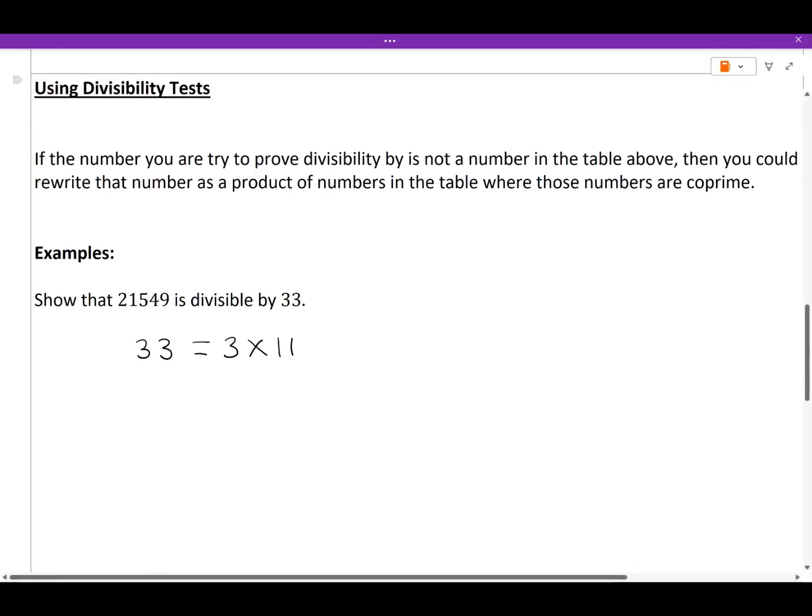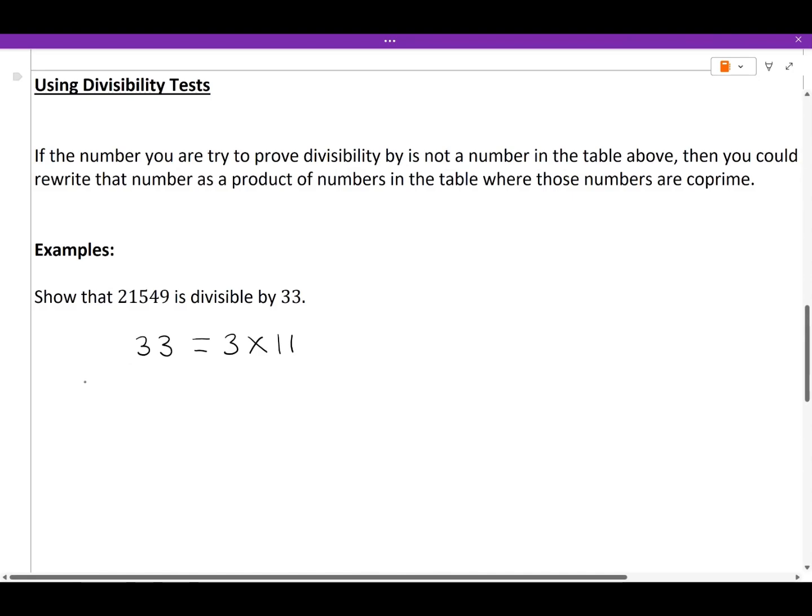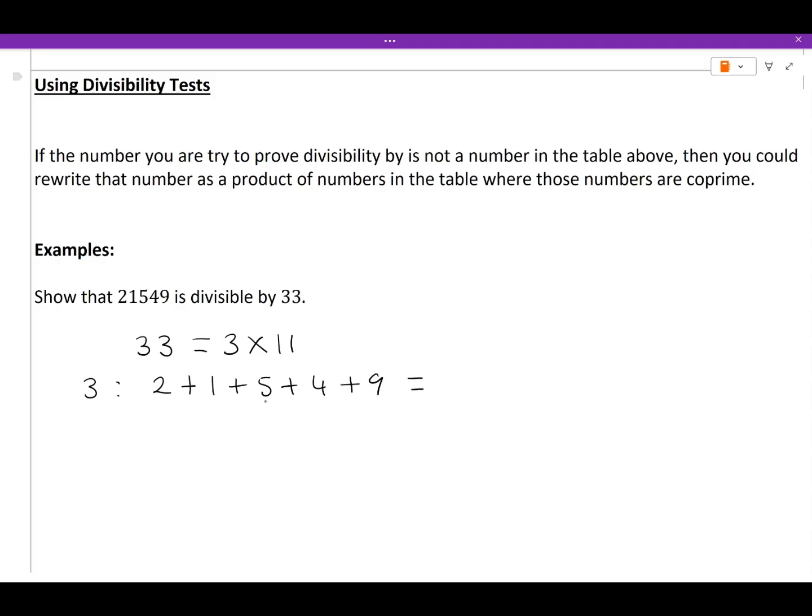So I'm now going to do a divisibility check for both 3 and 11. Let's do 3 first. We're going to add up the digits of 21,549. So 3, 8, 12, 21. Now 21 is a multiple of 3. It's equal to 3 times 7. So I can say, therefore, 3 is a factor of 21. Therefore, 3 must be a factor of the initial number we started with.